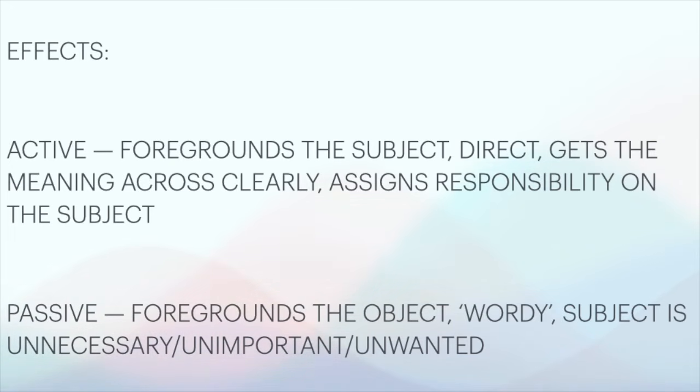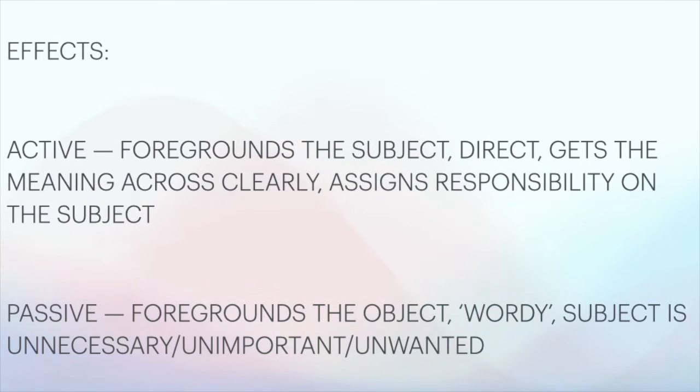But we don't always use active, we sometimes use passive, and it definitely has certain benefits. So what passive does is it foregrounds the object. So if we want to emphasize the object, we're going to start with the object and therefore use the passive. The passive does tend to be wordy. We do have to add a whole bunch of different words for it to make sense. But the passive is useful when the subject is unnecessary, unimportant, or unwanted.